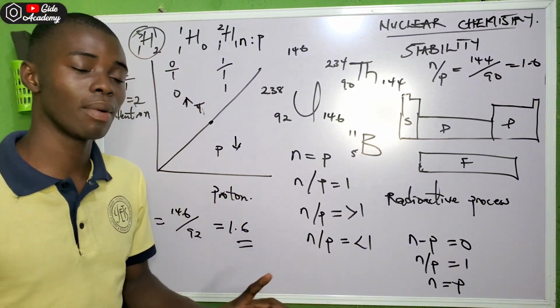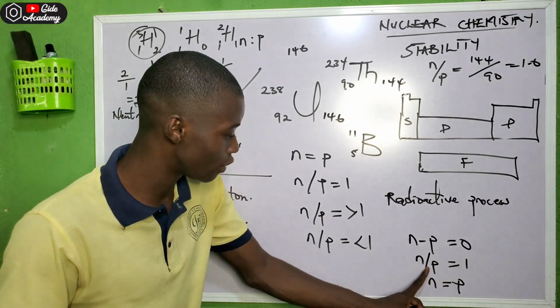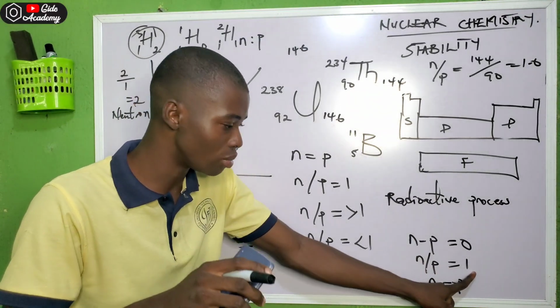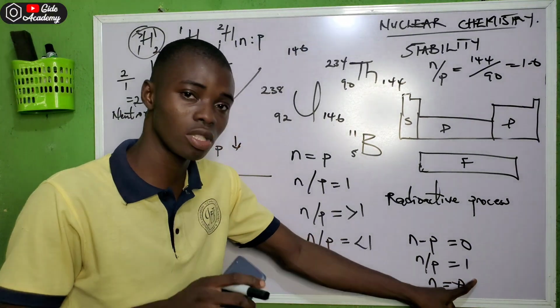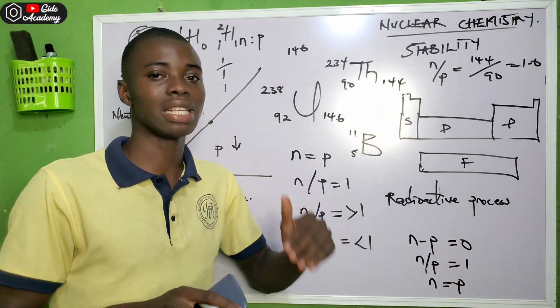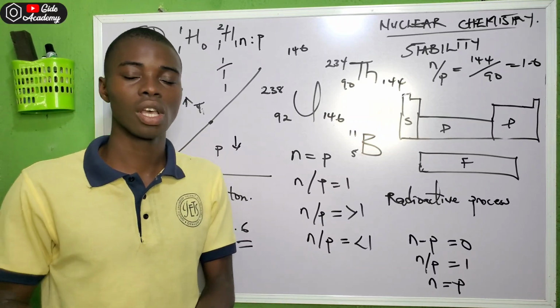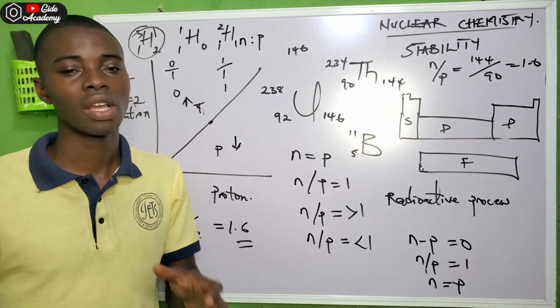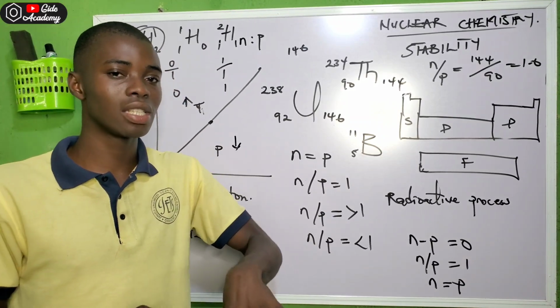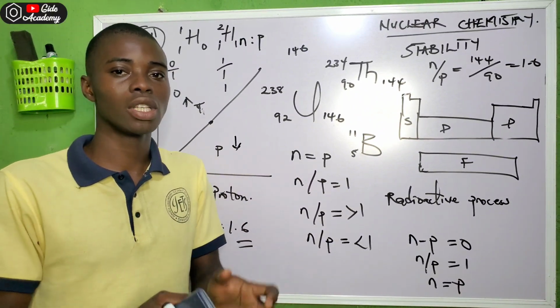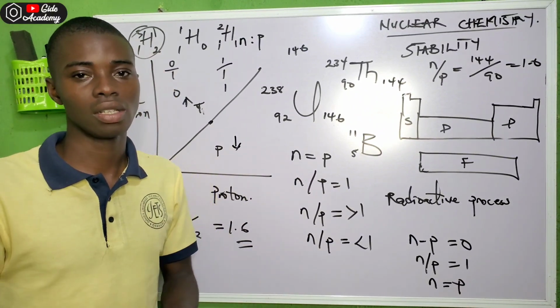If the neutron divided by proton is greater than 1, that means it is above the stability belt. If it is less than 1, it is below the stability belt. If the neutron number is greater than the proton number, it can never be stable. That means it is very, very much what? Radioactive. And like I always say, radioactive elements will disintegrate. They are going to have a continuous disintegration, a continuous breakdown, to form a stable what? Nuclide.